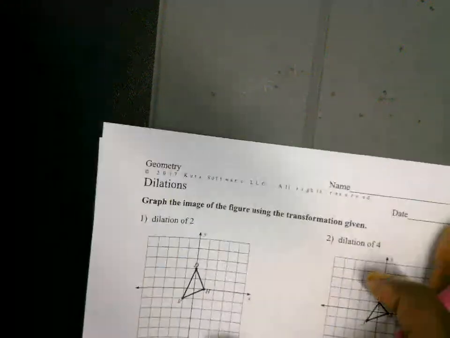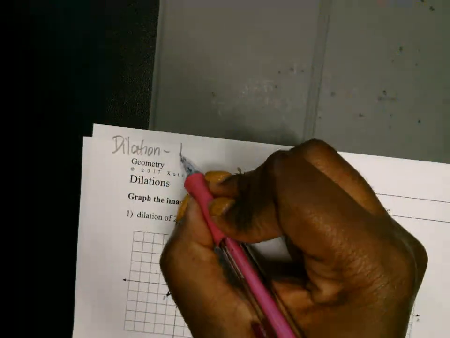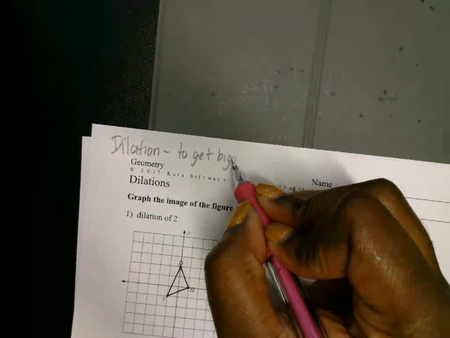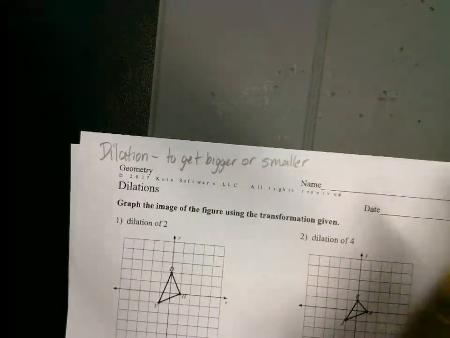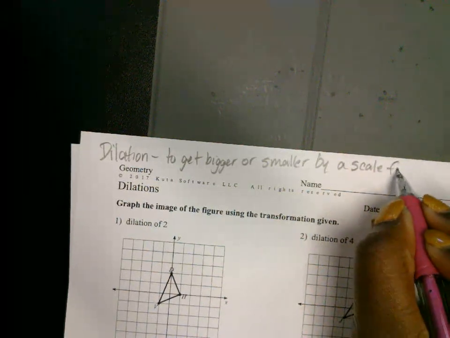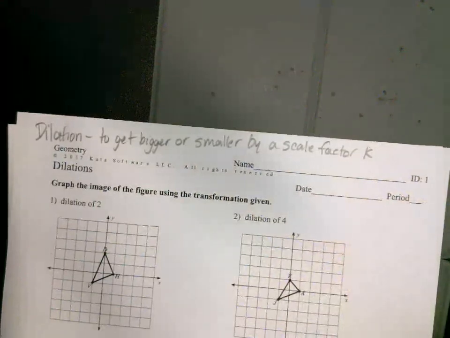Dilation is to get bigger or smaller. It's when a shape either gets bigger or smaller by a scale factor K. So at the very top, we're going to put dilation: to get bigger or smaller by a scale factor K. The letter for scale factor is K. Nia, write this down, baby. You okay? You all right?